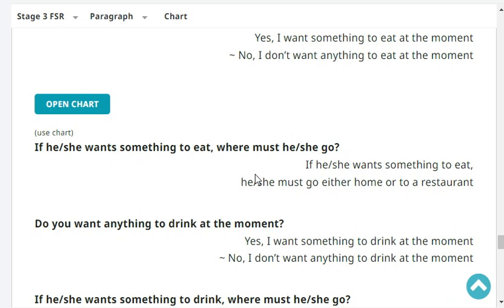If she wants something to eat, where must she go? If she wants something to eat, she must go either home or to a restaurant.